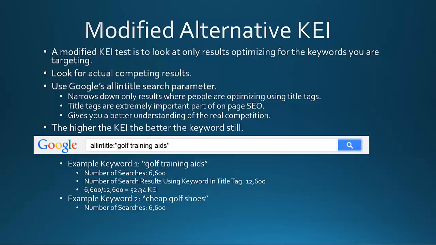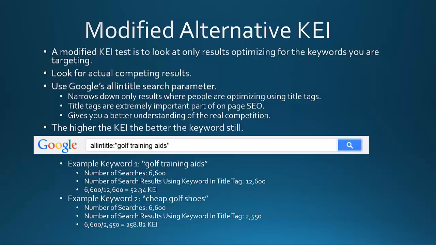We'll use the example cheap golf shoes here. 6,600. Number of search results using the keyword in the title tag, 2,550. We take the 6,600 searches divided by the 2,550 that are actually using that, and now our KEI is 258.82. That is a huge KEI. It's actually 5 times the KEI of the phrase golf training aids, which means that would be the phrase you would want to target, because with minimal SEO, you could actually get a good ranking.